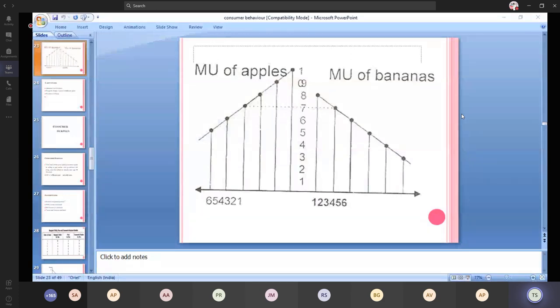Ma'am, can you show me the table, ma'am? Which one? The table, ma'am. Yeah, is the table visible?